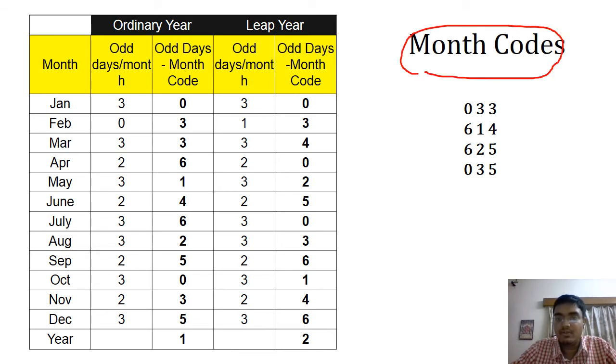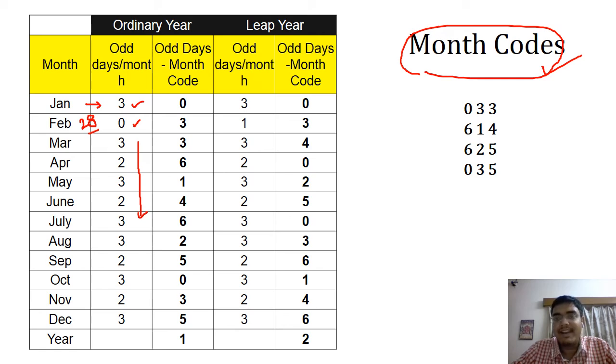That we'll name as month codes. So we'll be using directly the month codes in place of number of odd days given by months. Now if you talk about January, it has 31 days. If you divide it by 7, you'll get the remainder as 3. For February it will be 0 because February has 28 days in case of an ordinary year. So when you divide 28 by 7, you will get the remainder as 0. Similarly, for all these months, you can calculate the number of odd days.